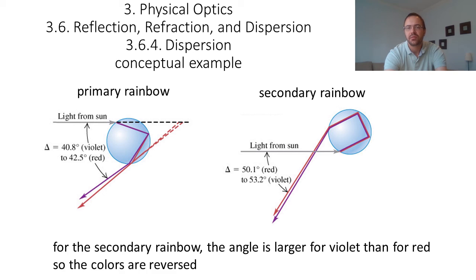And so the colors are reversed compared to the primary rainbow. For the secondary rainbow, it will appear that blue-violet colors are coming from higher in the sky and red colors from lower in the sky.